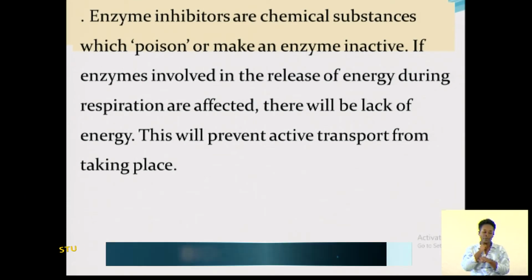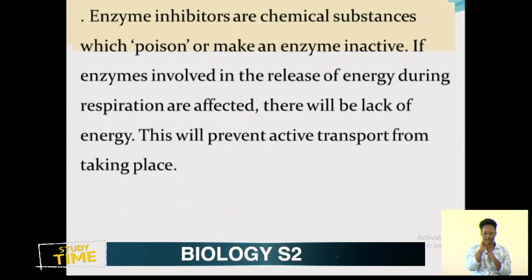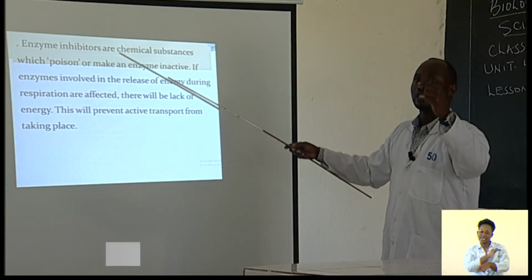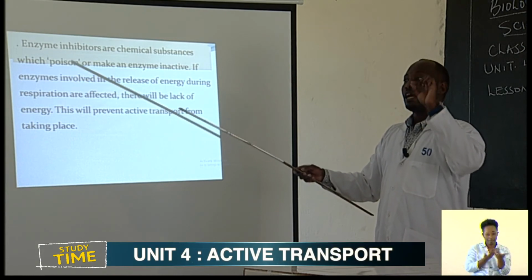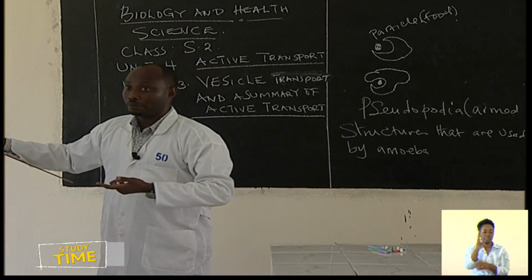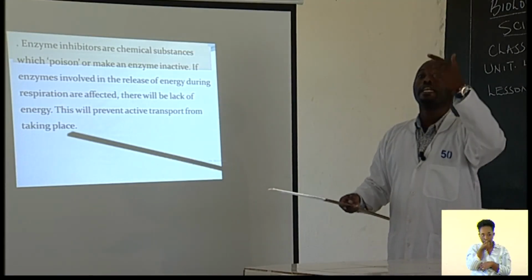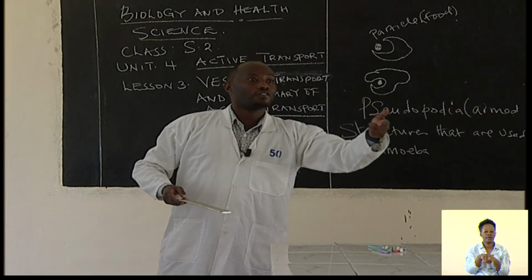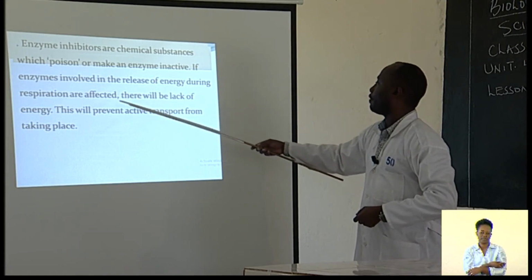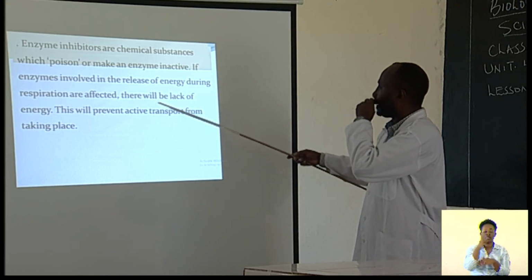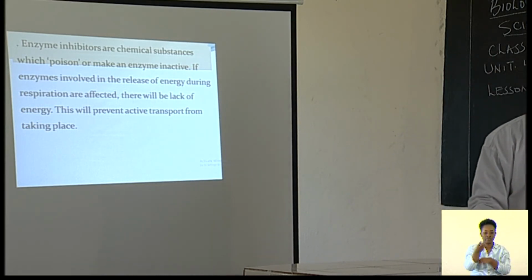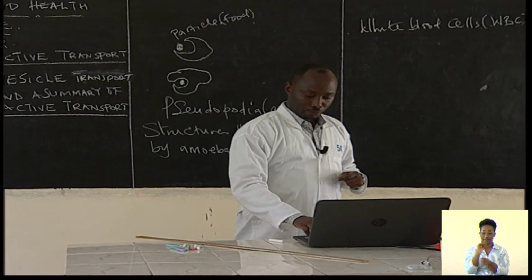If enzymes are involved in the releasing of energy, we said energy production, talking about active transport, energy production. If there are some enzymes that participate in releasing energy and are going to be affected by high temperature, eventually that will lead to reduced production of energy. So if the enzymes involved in the release of energy during respiration are affected, there will be a lack of energy, and this will prevent active transport from taking place. If there is less energy, that affects active transport.